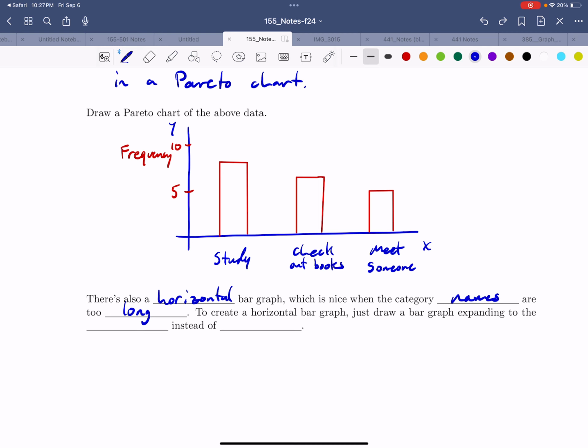All right, so you kind of reflect this graph about that line effectively, or maybe you could think of it as, actually, I guess you don't even do that. You just sort of rotate it, I guess you could say. So you expand it to the right instead of up.